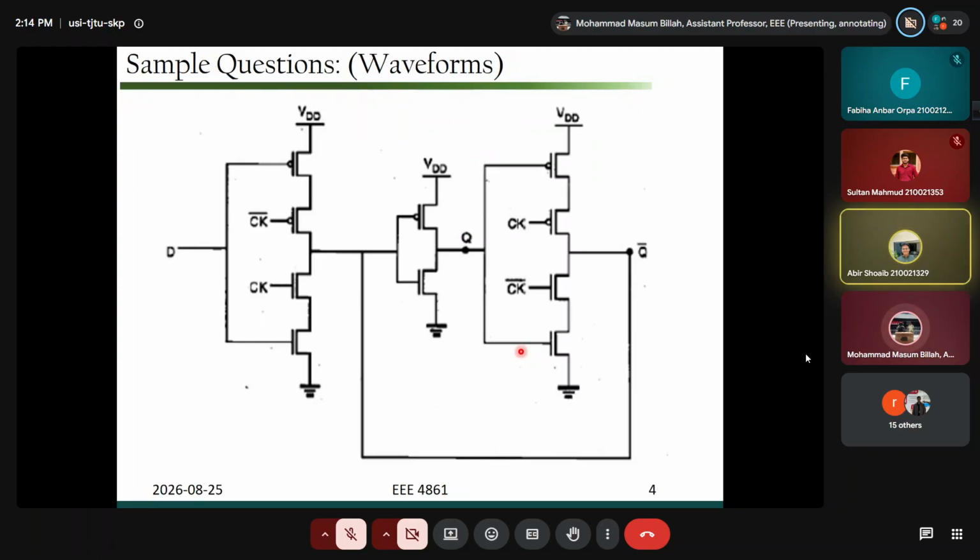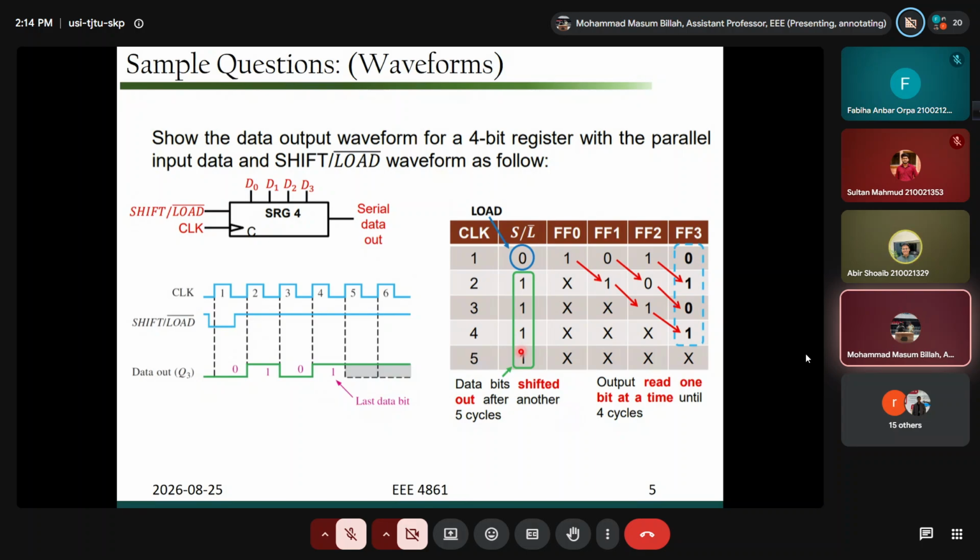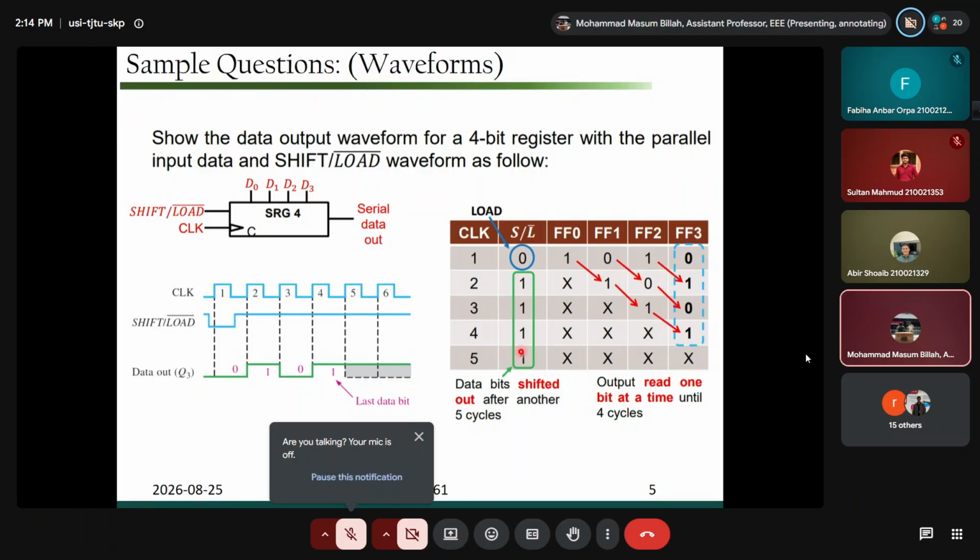Yes, sir. Then shift registers. So how many types of shift register did we study? Serial in, serial out, right? SISO, SIPO, PISO, PIPO. Those 4 types of shift registers we studied, right? Also, I gave that kind of question in our previous year exam, like a shift register depending on load or shift or load inverse signal, and also clock. You have to determine the outputs from each and every D latch.